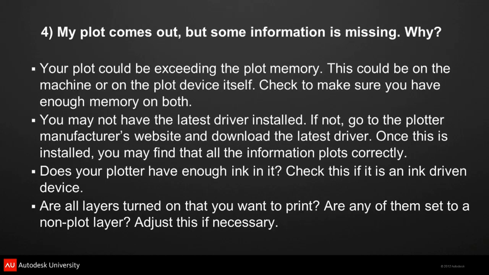My plot comes up, but some information is missing. So whenever information is missing, and what we'll have sometimes is people will plot a sheet, and there'll be a section on the right-hand side, for instance, that half the lines are not there. System resources, again, is going to be the first place to look for this, in the memory.